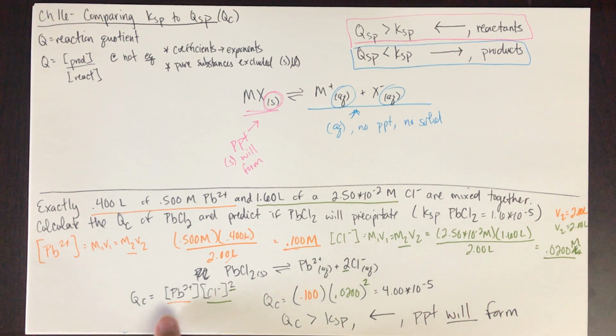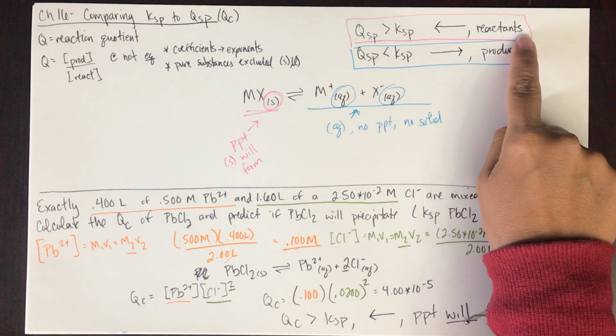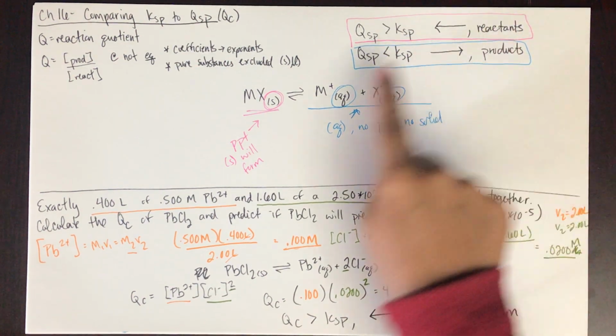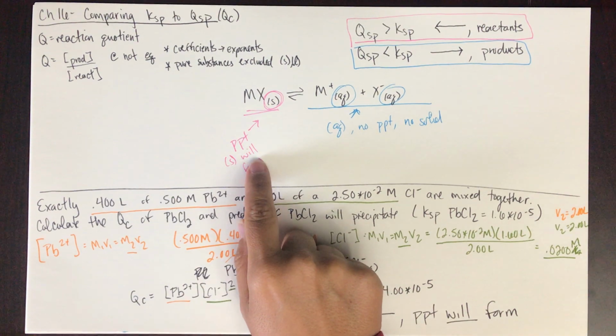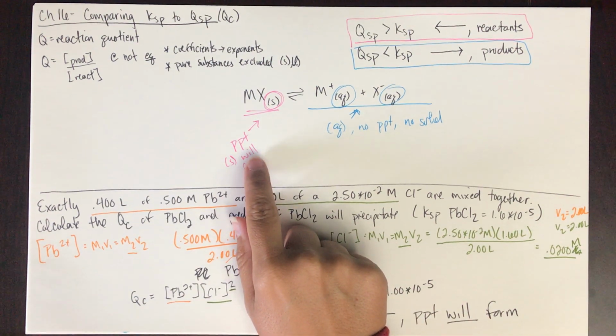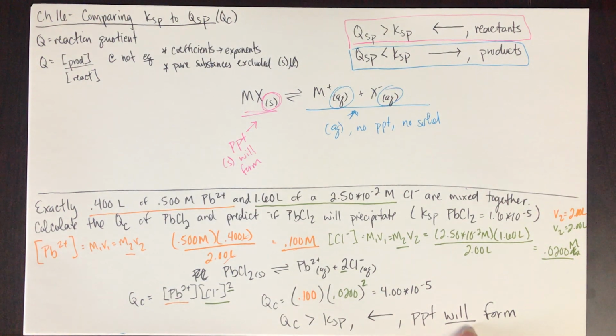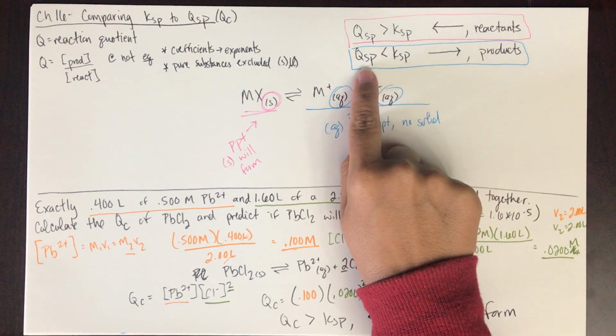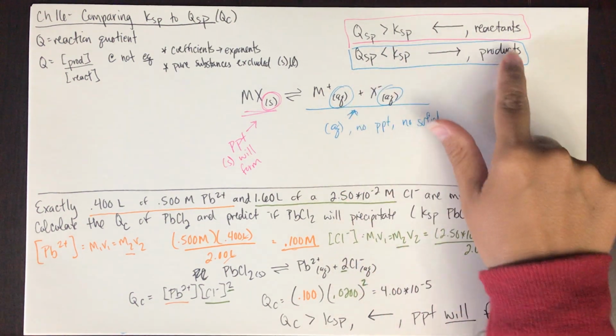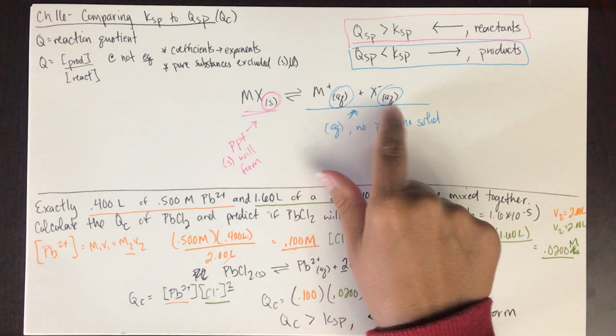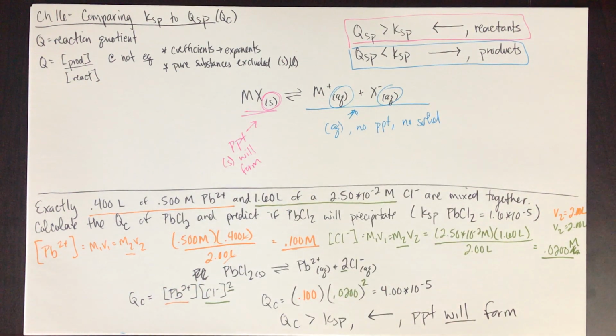So you solve for the QC just like we've always done with any equilibrium expression. Compare the QC to the KSP. If the QC is greater, that means it favors the reactants. Remember, the reactants in these solubility equilibria are solids. So if it favors the reactants, a precipitate will form. If the KSP is greater than the QSP or the QC, that means it favors the products. The products are aqueous, so there would be no precipitate.